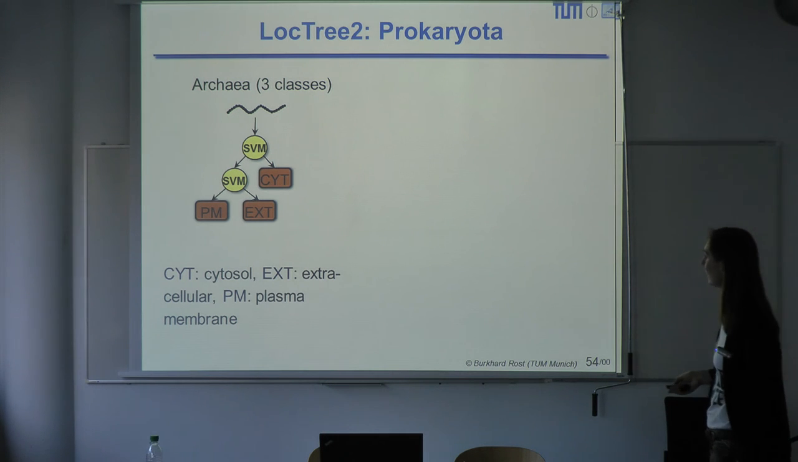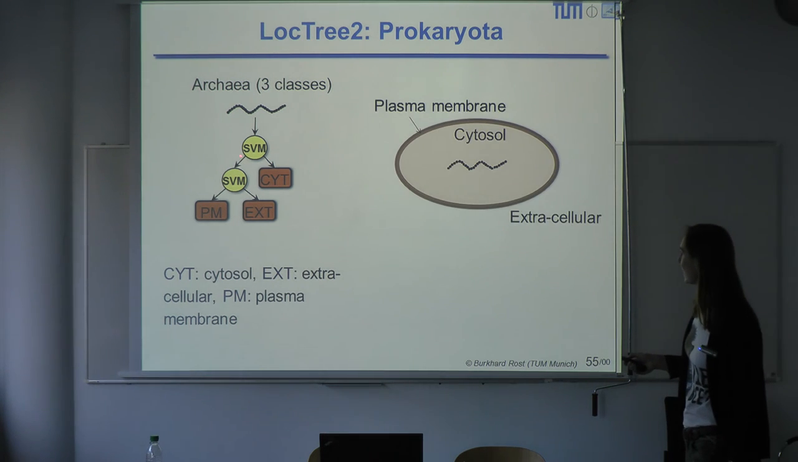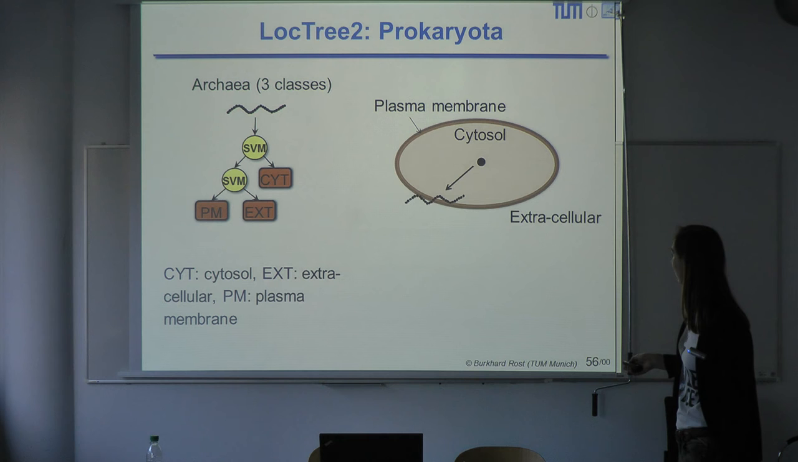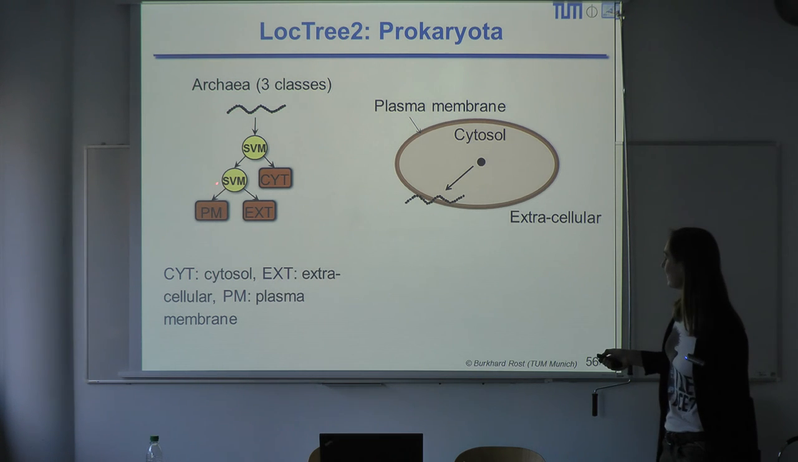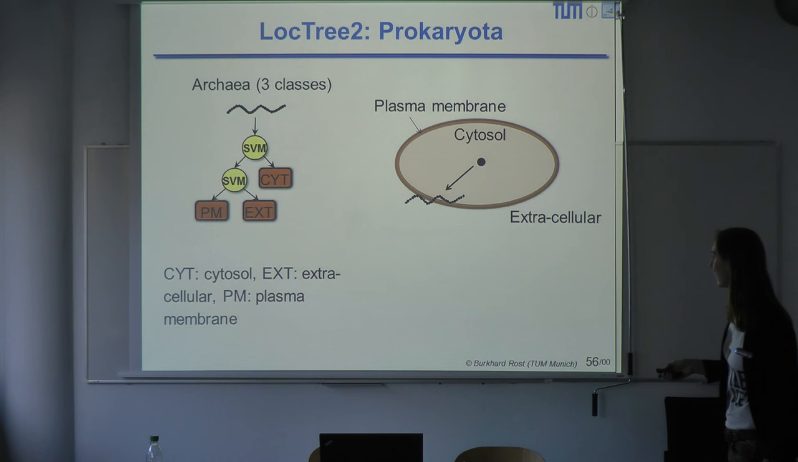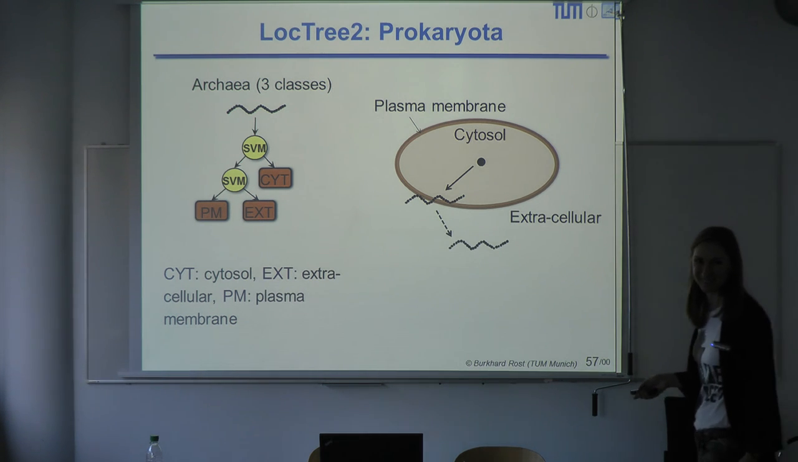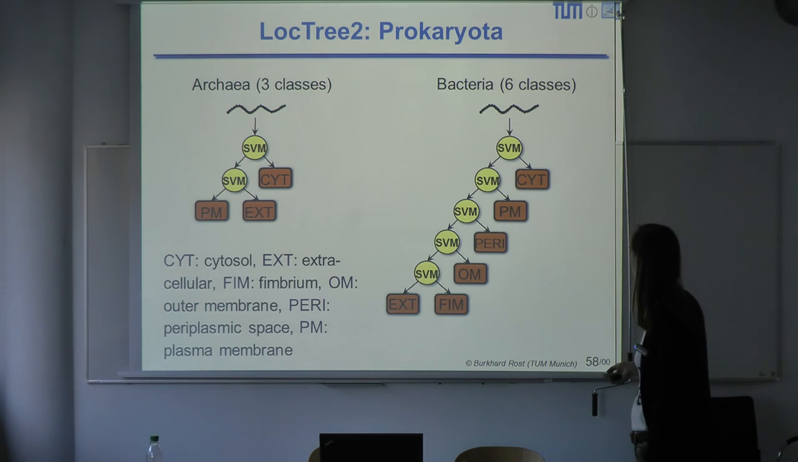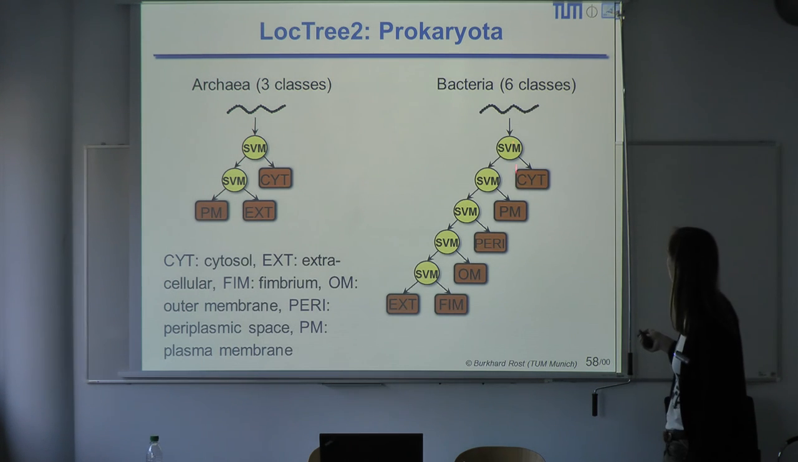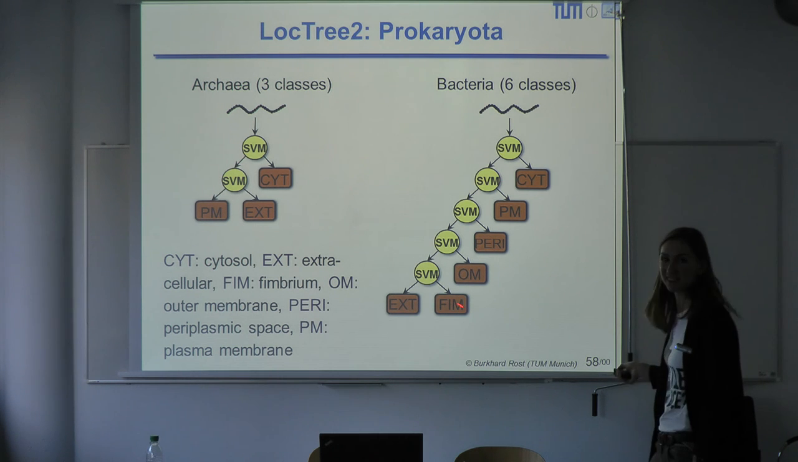So for example, for Archaea, it looks like that. First, an SVM says, okay, it stays in the cytosol, or not. If it's predicted to go here, then the next SVM says, okay, it is extracellular or stays in the plasma membrane. For prokaryotes, it's very similar: cytosol or not, plasma membrane or not, another localization or not, and so on.